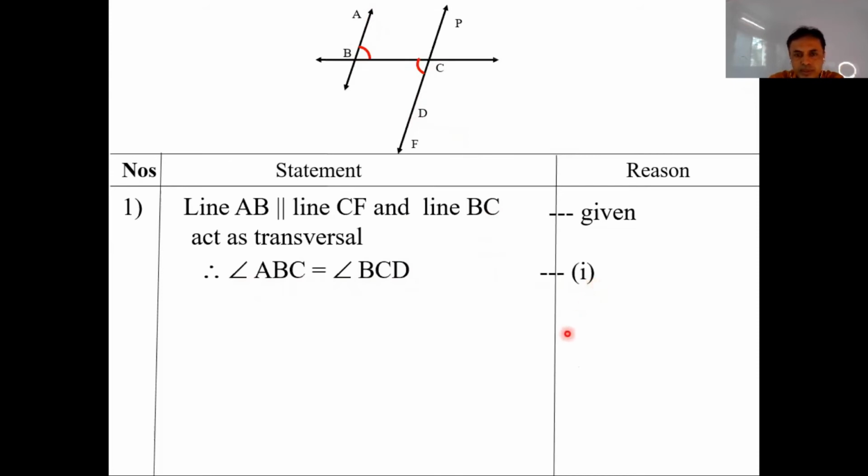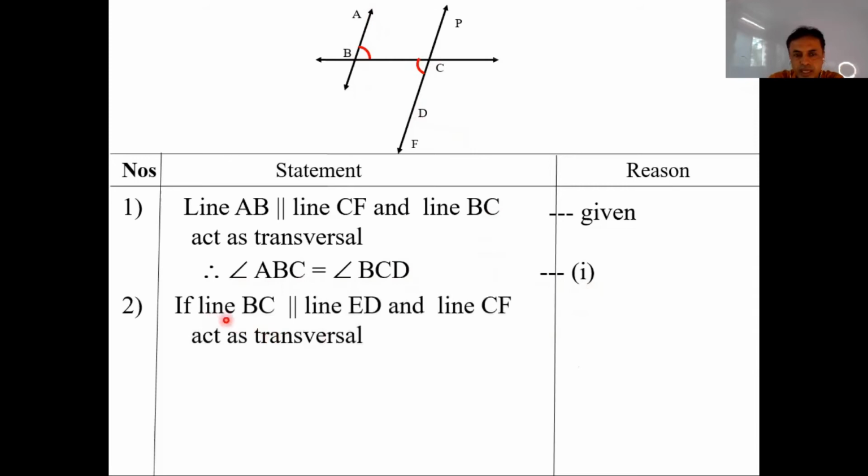Now the second part: line BC is parallel to ED, and here CF acts as a transversal. So I have written the statement: line BC is parallel to ED and line CF acts as a transversal. They have given it, so reason: given. Naturally, two lines are parallel and a transversal is given.